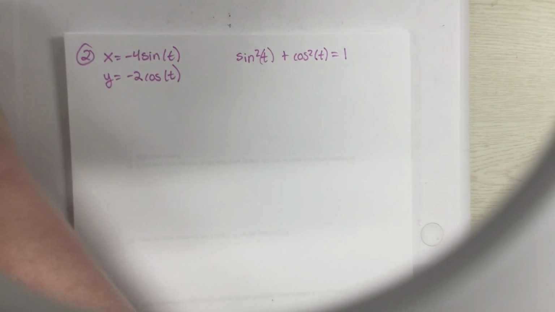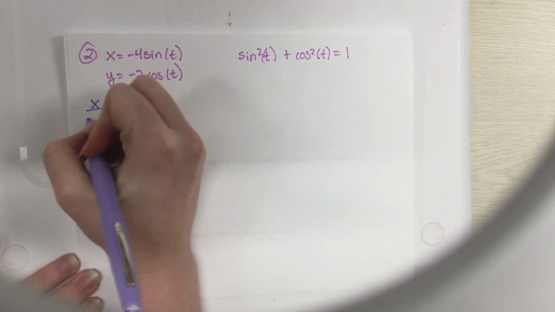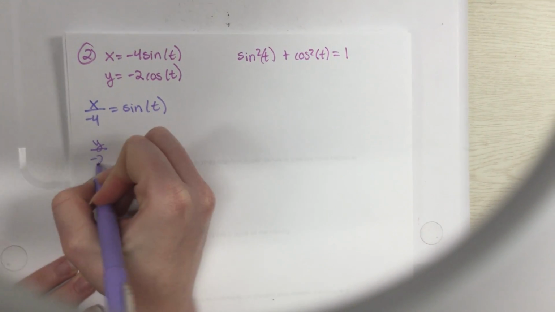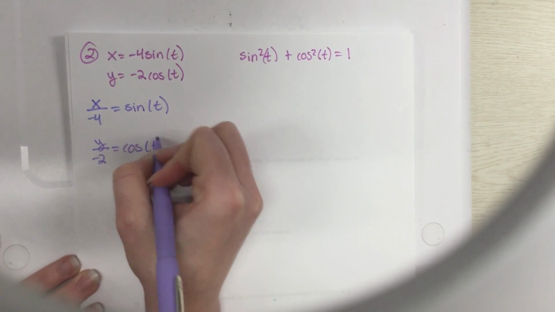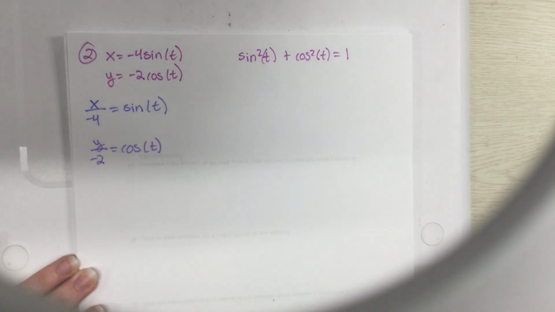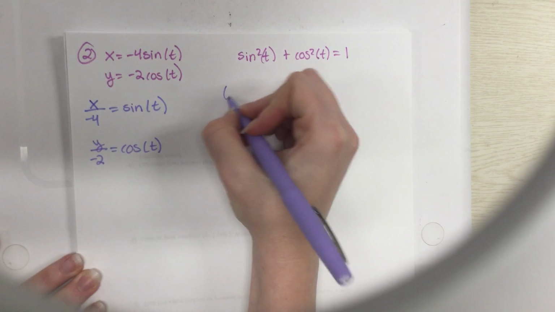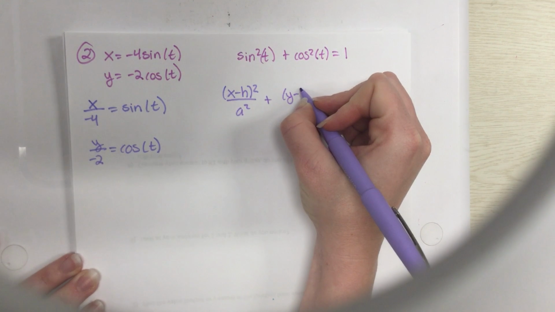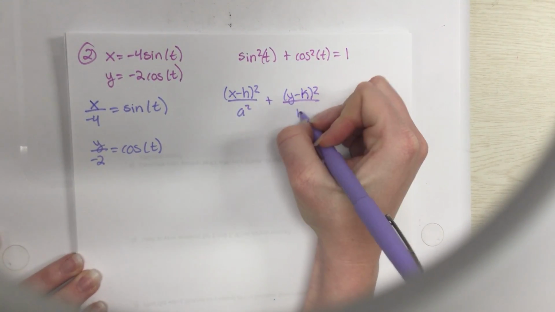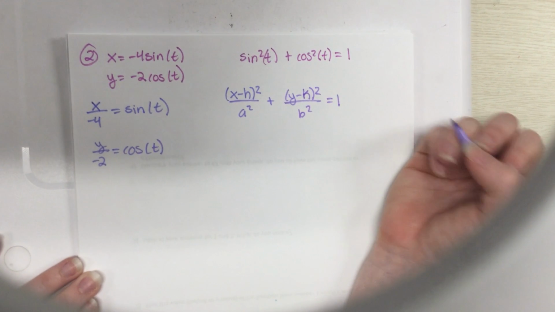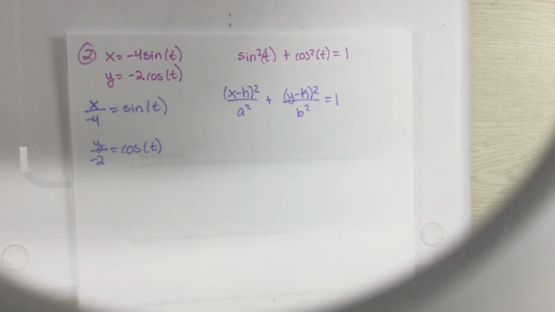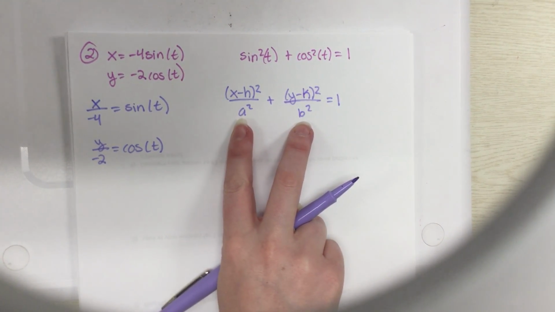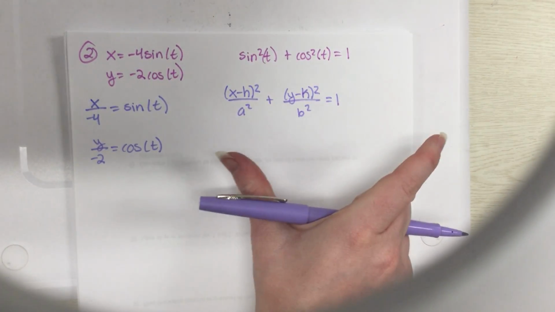Okay, and so using that first equation right now, I have x over -4 equals the sine of t. And I have y over -2 equals the cosine of t. Because these first two aren't the same, I know I'm dealing with an ellipse. And remember, an ellipse is (x minus h) squared over a squared plus (y minus k) squared over b squared equals 1. The way to tell whether it's big horizontally or vertically is whichever number is bigger, a or b, which tells us if the ellipse goes more this way or more this way.